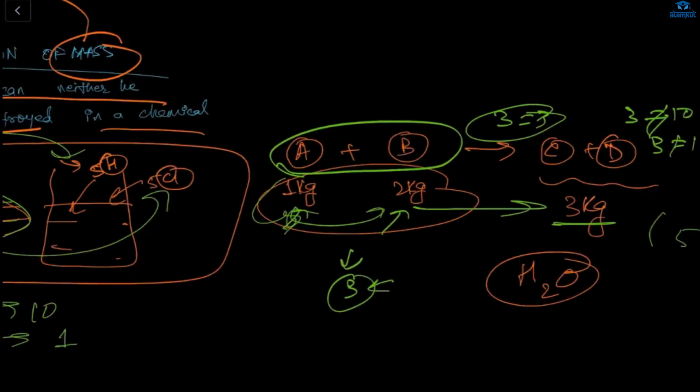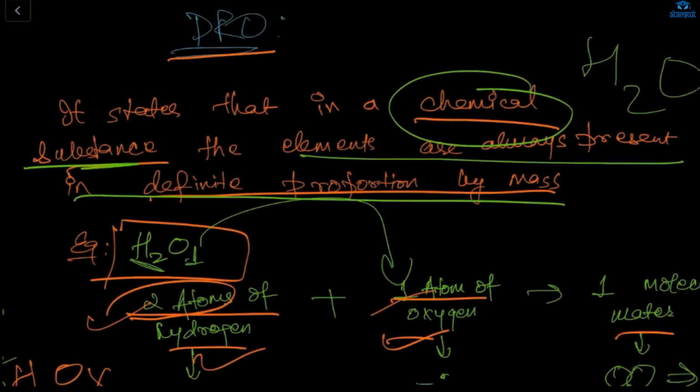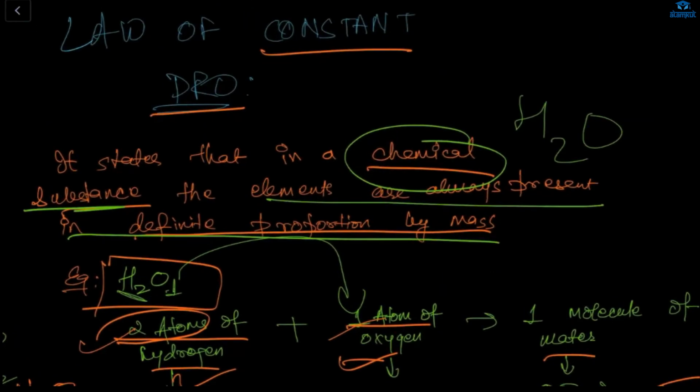Okay? And what is law of constant proportion? That in a chemical reaction, the element is always present in a definite proportion by mass. Yes, like H2O, here 2 atoms of hydrogen, and for oxygen it's 1 atom of oxygen. So this will become what? Whole 1 molecule of water.